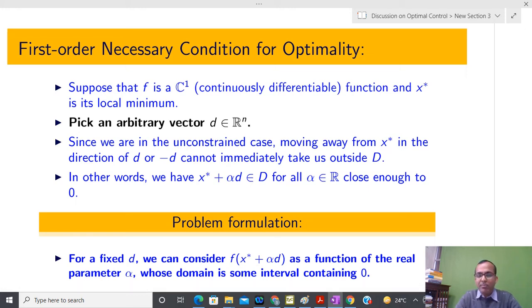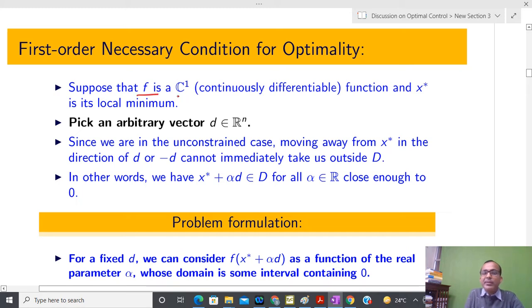So I have a real valued function, and in order to talk about the local minima, I also have to put some further assumption. What kind of assumption comes into the picture? I am assuming that f should be continuously differentiable. You will understand why I am assuming this restriction after some time, because this assumption is required to prove something. And x star is a local minimum.